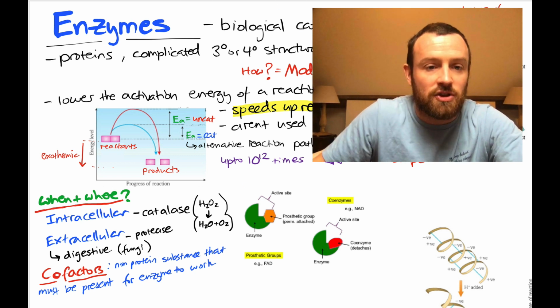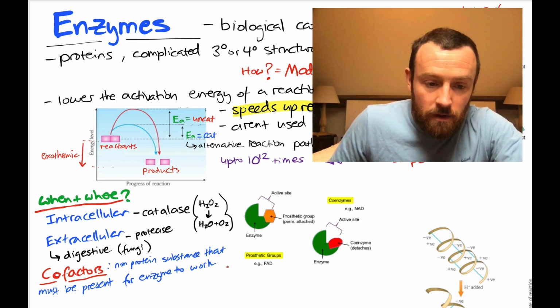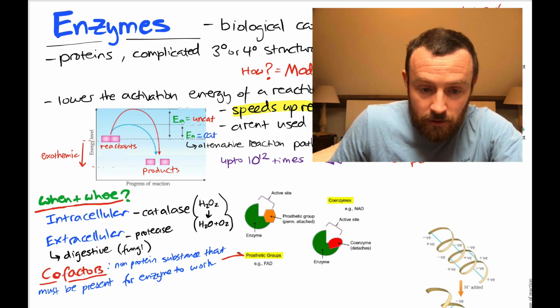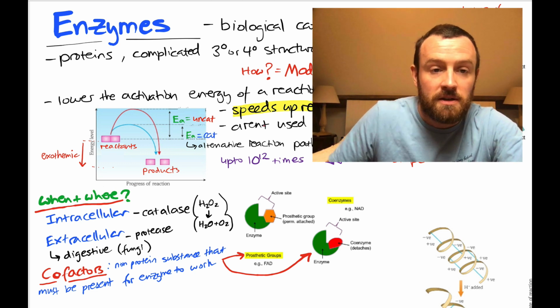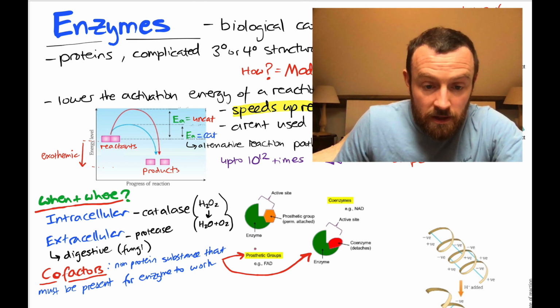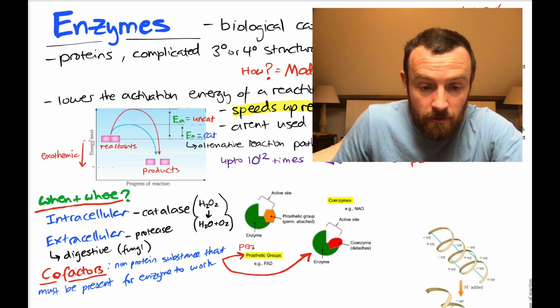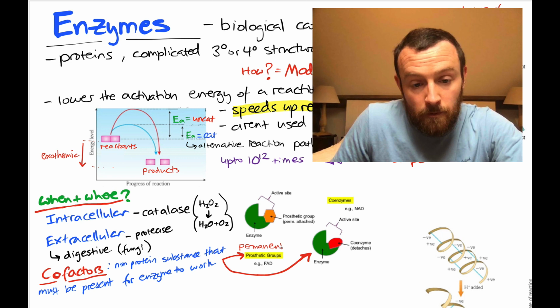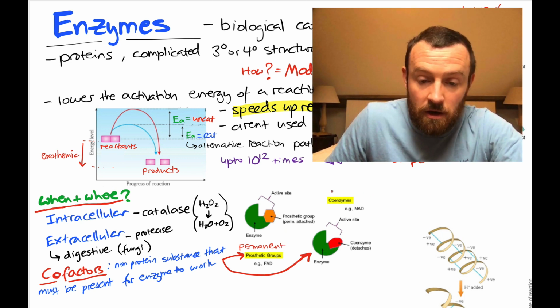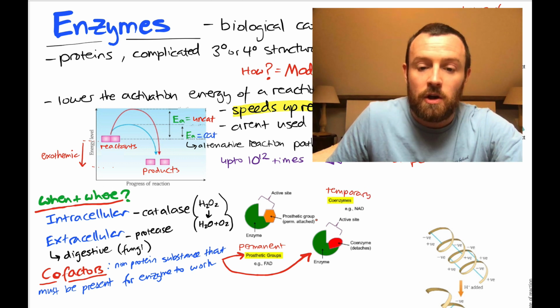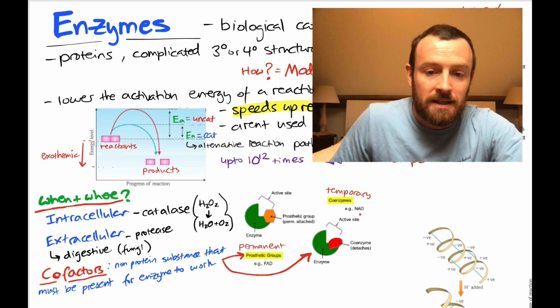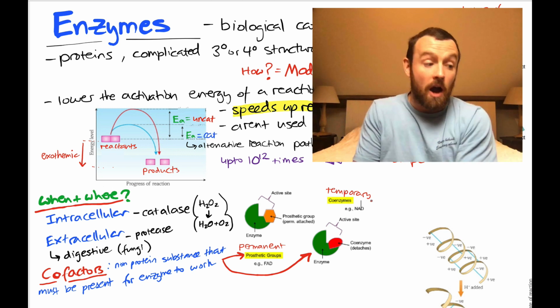So this diagram here shows that. We've got prosthetic groups and we've got coenzymes, two different types. So let's label prosthetic groups as more permanent, and coenzymes are temporary. Coenzymes often can be ions as well.